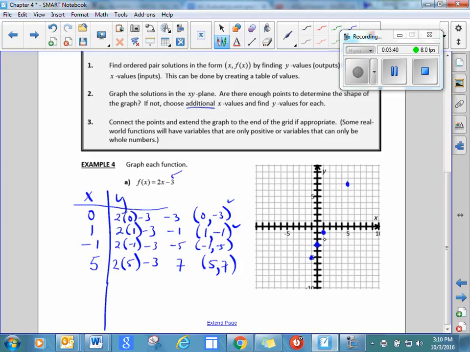So if you look at this, and if you were to lay a straight edge across here, I think you can see that we're going to come up with a straight line. If you're doubtful, go pick another point in here and see if it lines up and makes a straight line.